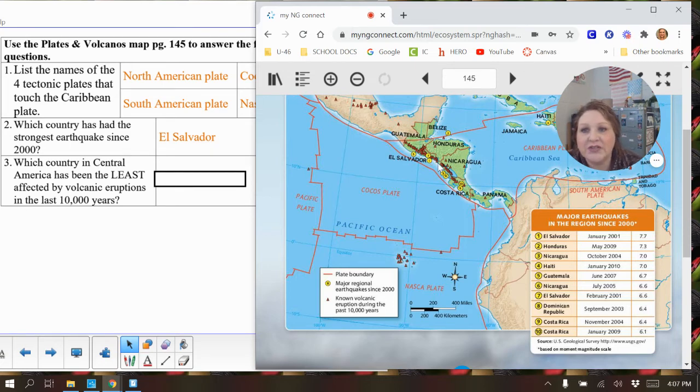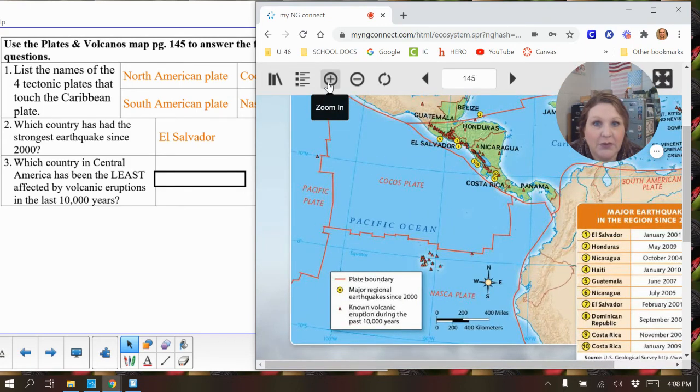And then, which country in Central America has been the least affected by volcanic eruptions in the last 10,000 years? Now, to find that answer, we have to use this key right here. So known volcanic eruptions during the past 10,000 years. So we're looking for a location that does not have very many of these little triangles.